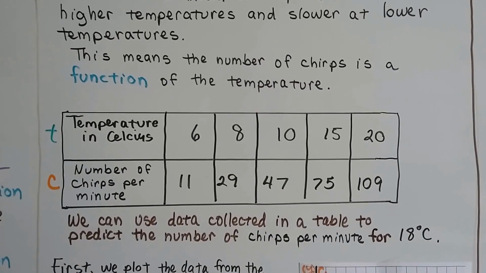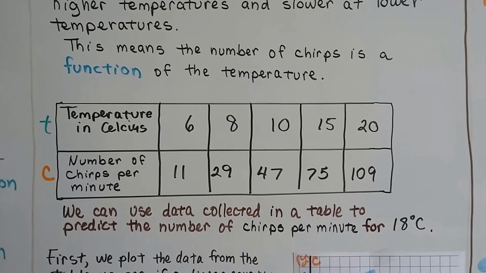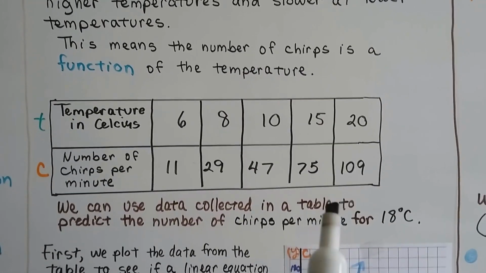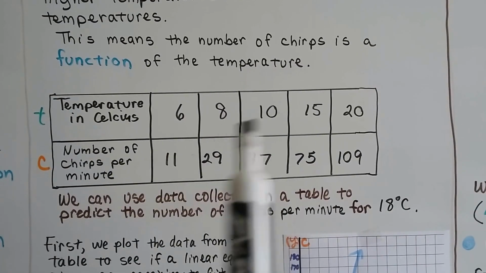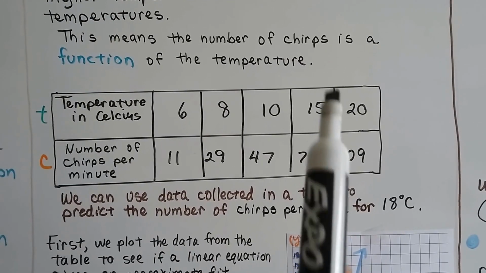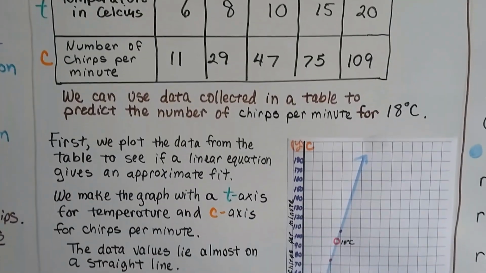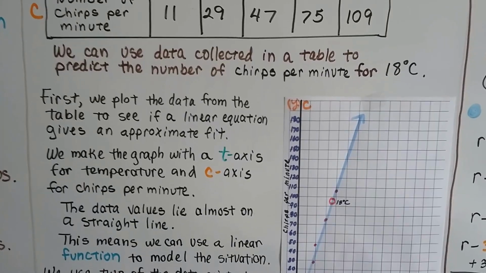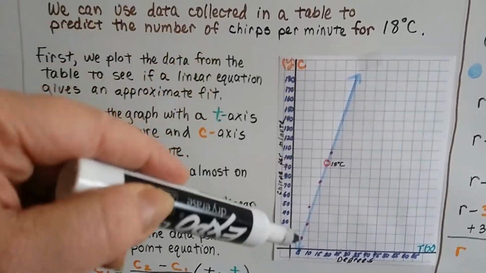We can use this data collected in a table to predict the number of chirps per minute for 18 degrees Celsius. So that would be in between here, wouldn't it? So it's not graphed and it's not in our table, but we can use the values here to predict what 18 degrees Celsius would be for the number of chirps. The first thing we do is plot the data from the table to see if the linear equation gives an approximate fit. So here's all the points plotted.